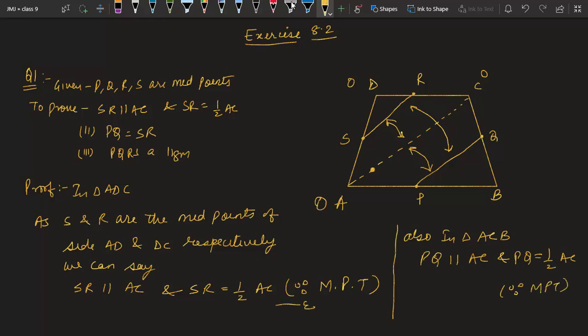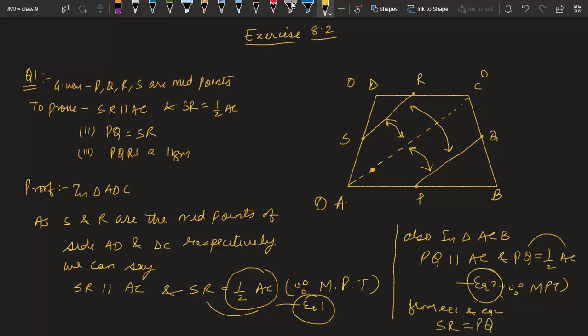So from equation 1 and equation 2, we can observe that SR is equal to half of AC and PQ is equal to half of AC. So they both have the same right hand side. They both have half AC on the right hand side. So we can say the left is also equal. So from equation 1 and equation 2, we have got SR equal to PQ. Second part is proved. Now the third part.